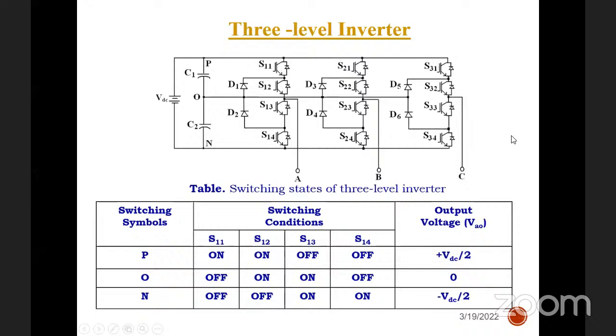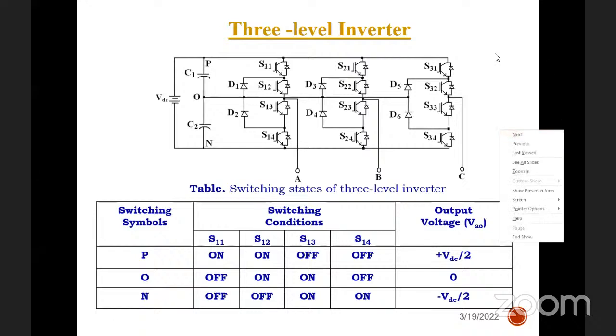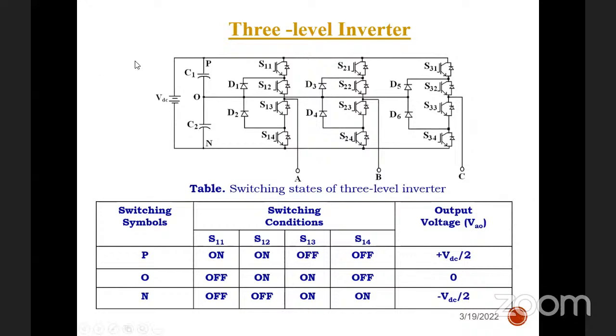This is the three level inverter. So what is a three level inverter? I will just give you an introduction to this three level inverter. In a two level inverter, we are going to get the output voltage like this. Because of space vector pulse width modulation, some positive pulses, some negative pulses like this, we are going to get. This is the output voltage of the two level inverter.